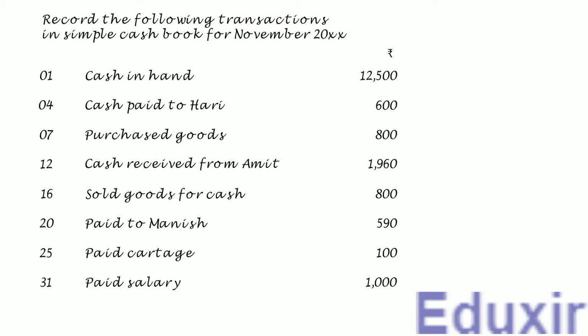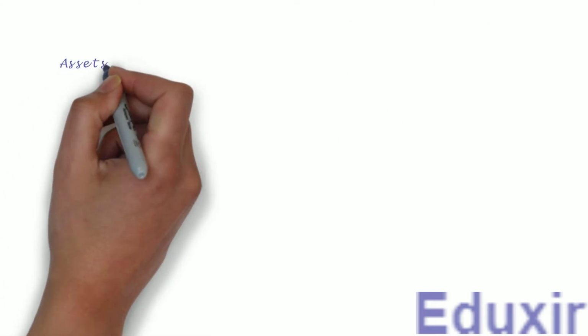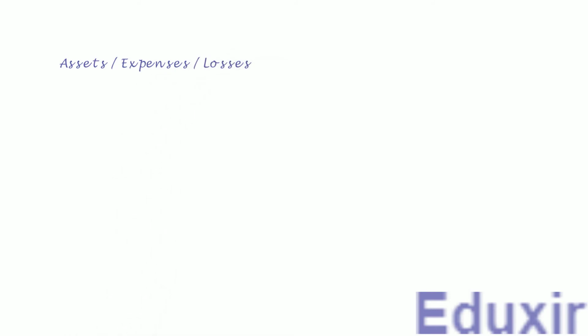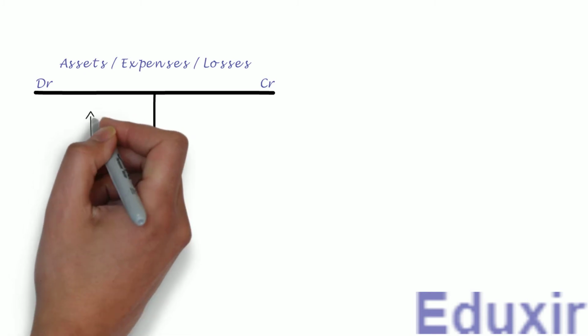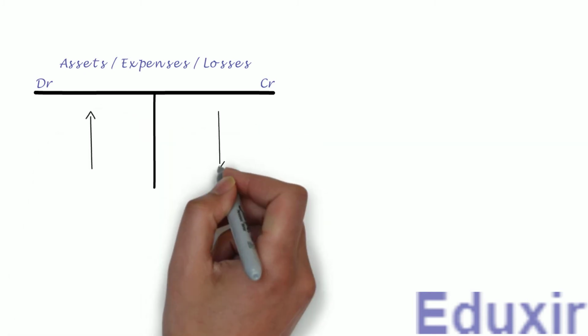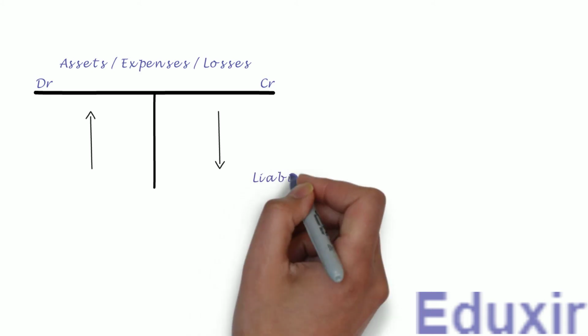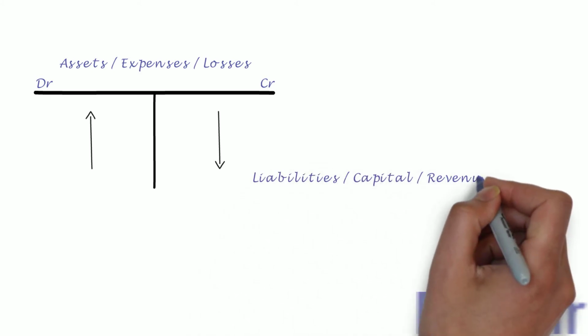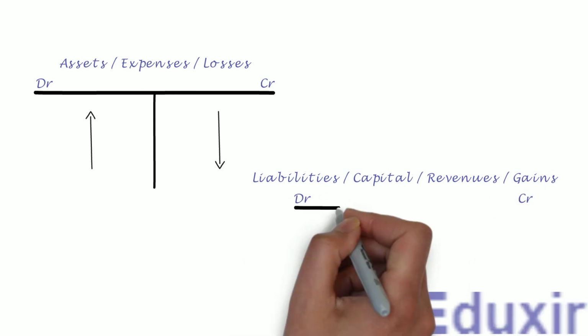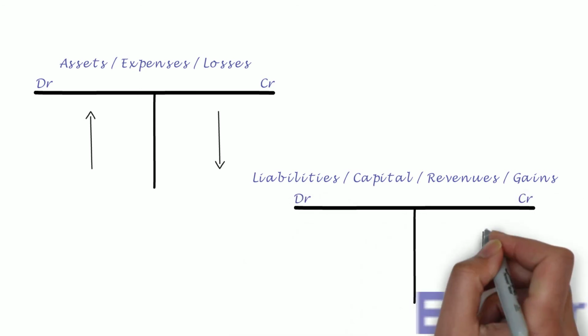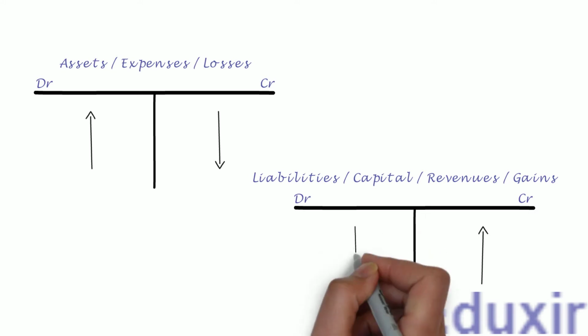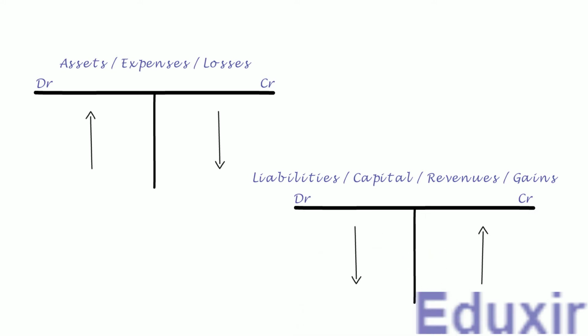Before we proceed with the analysis of these transactions, let us recap the rules for posting the transactions. In case of assets or expenses or losses, any increase in any of these should be debited and any decrease should be credited. Whereas in case of liabilities or capital or revenues or gains, any increase in any of these should be credited and any decrease should be debited. With these rules in mind, let us proceed with the analysis of these transactions.